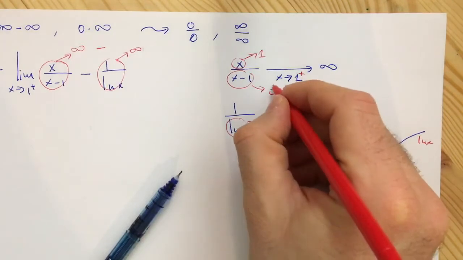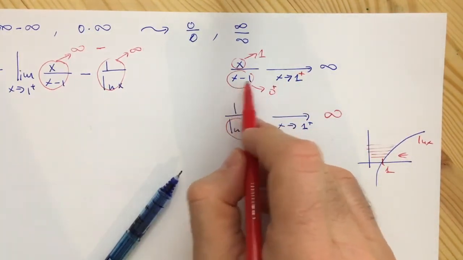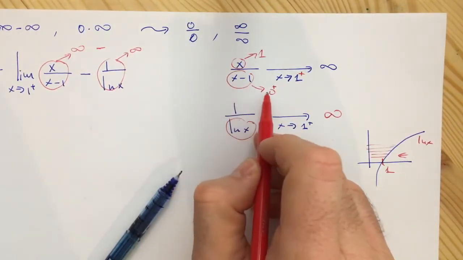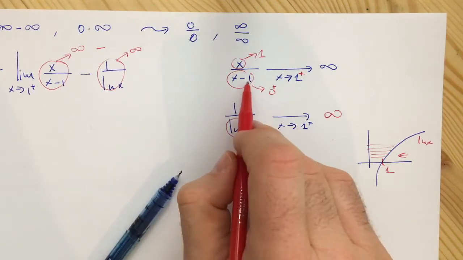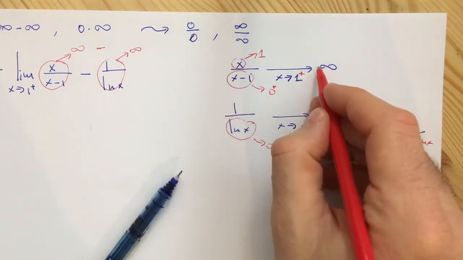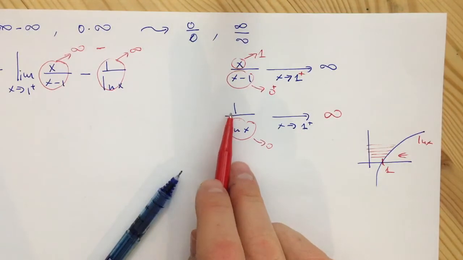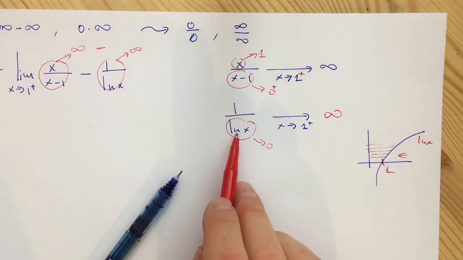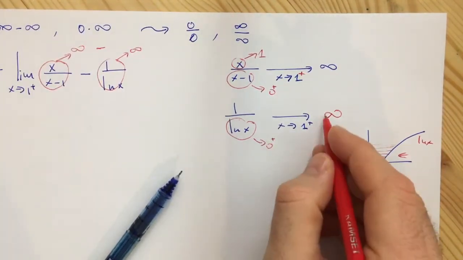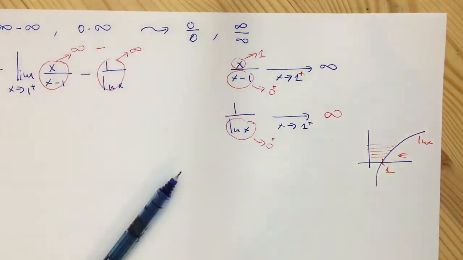So again, because I'm approaching 1 from the right, this difference is going to be infinitely close to 0, but from the right side. This difference is always going to be positive. Very close to 0, but yet positive. So positive divided by positive is positive infinity, and similarly here, positive 1 divided by something that goes to 0 from the right side is going to be positive infinity, and I have infinity minus infinity.